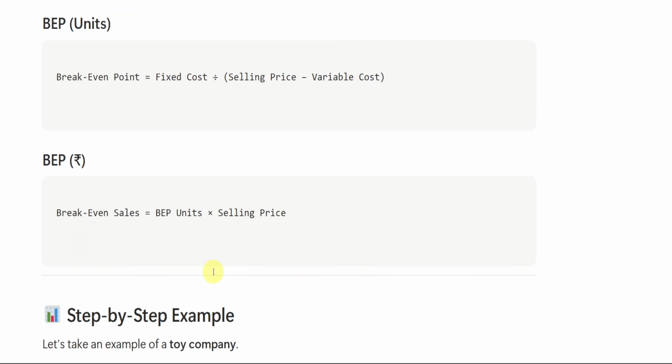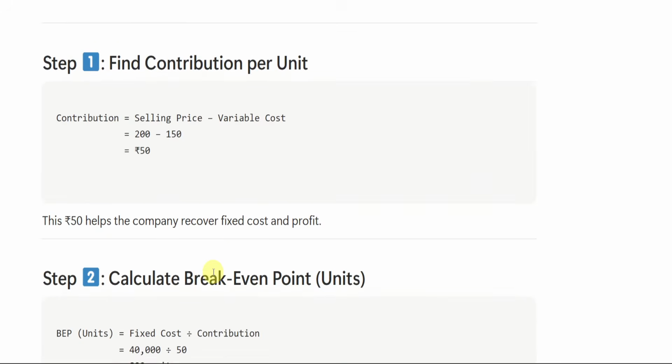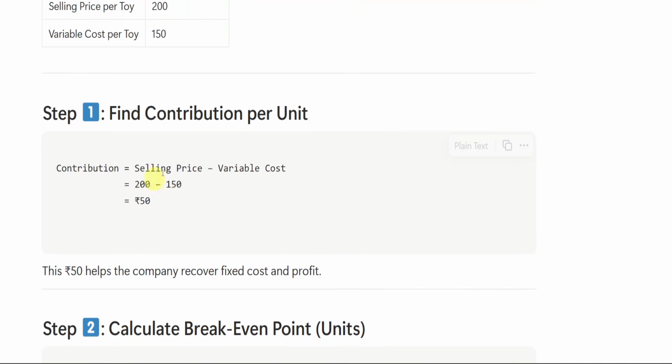So formula you can see on the screen. Example is also there. You just have a look. And steps we are having: find contribution per unit, selling price minus variable cost.